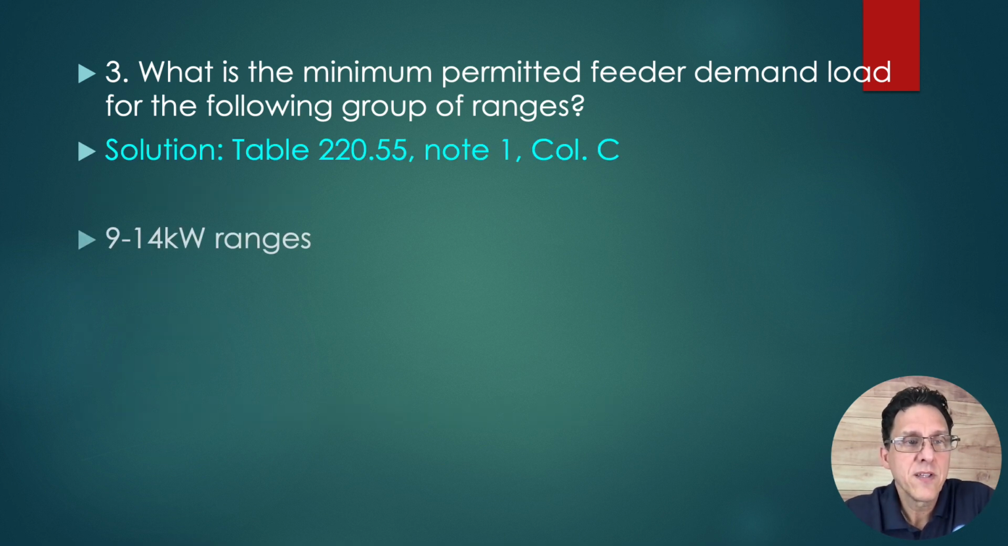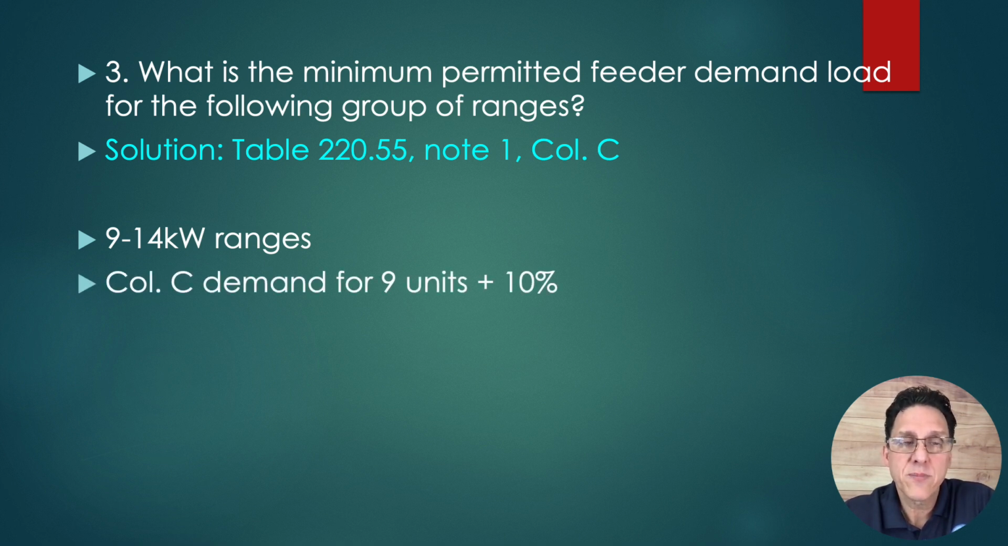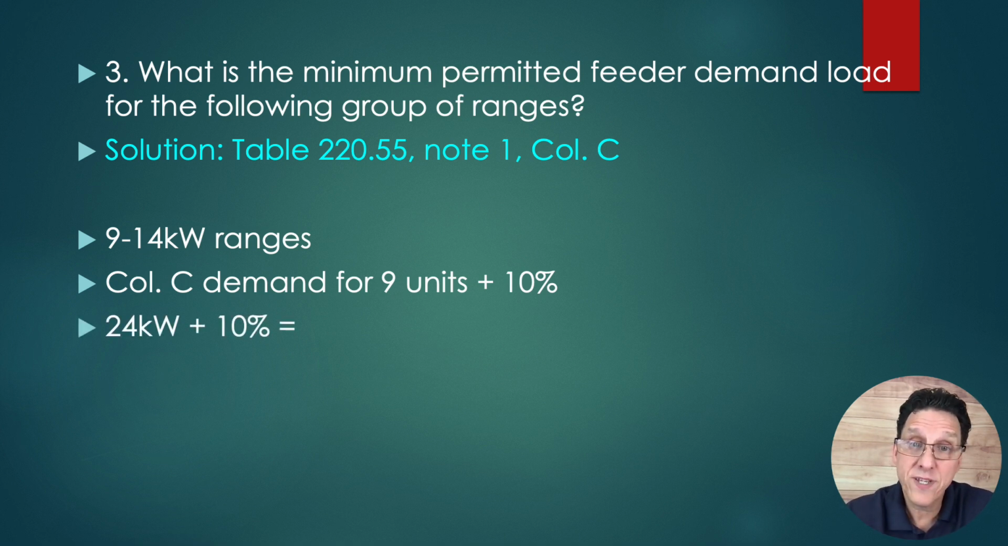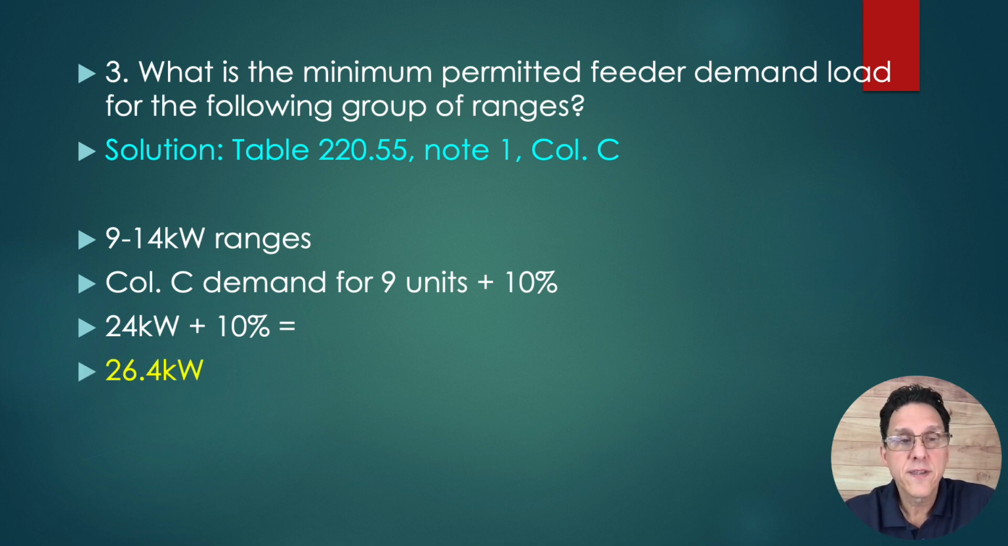Here's how we got there. So we have 9 14 kW ranges. So the demand in column C for 9 units plus 10%. The demand in column C for 9 units, again, is 24 kW. This time we're going to add 10% to that for a total of 26.4 kW.